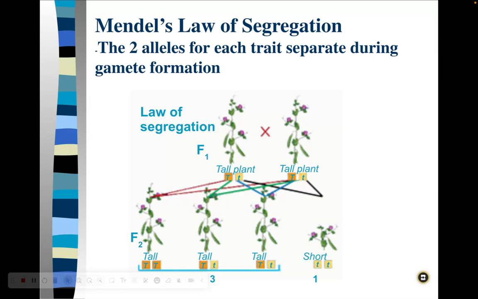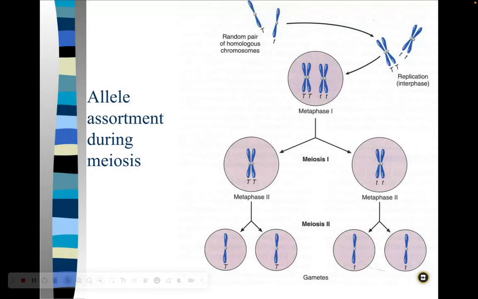And then we have Mendel's law of segregation. The two alleles for each trait separate during the formation of sex cells or gametes, so that each gamete carries only one allele for each character. Okay? This happens when the gametes, the egg cells or sperm cells, are made, like you learned in meiosis. And this picture shows you allele assortment during meiosis. Note the letters that show you the combination of alleles you can get.